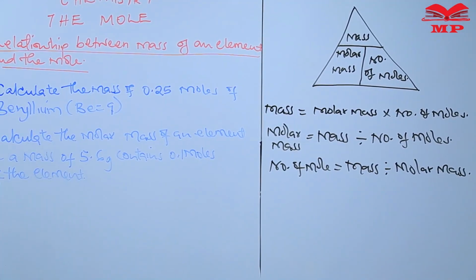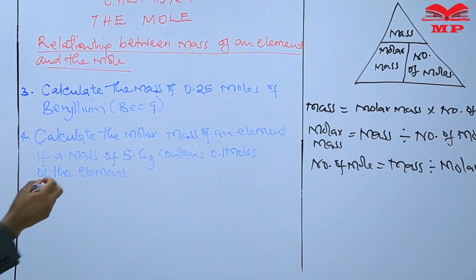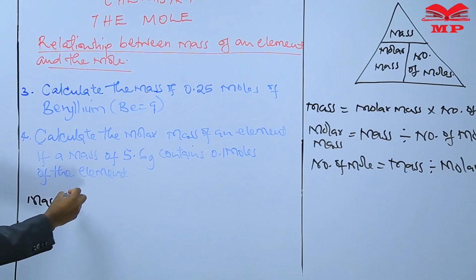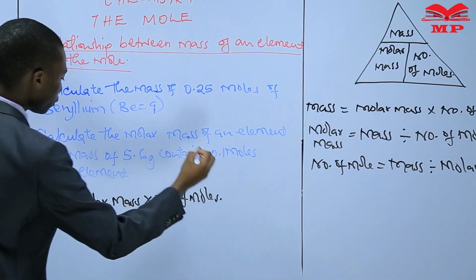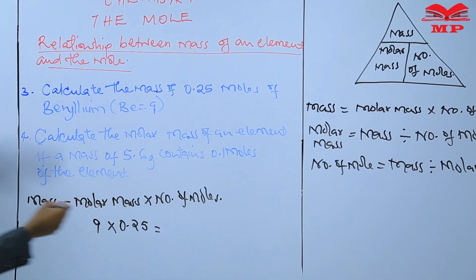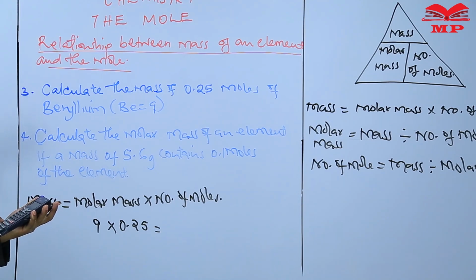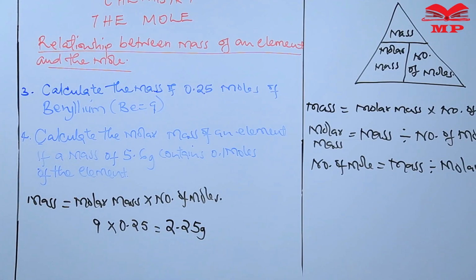Therefore, in question number 3, you're supposed to calculate the mass of 0.25 moles of beryllium. So the mass is given by the molar mass multiplied by the number of moles. The molar mass is 9, multiplied by the number of moles, which are 0.25. 9 multiplied by 0.25 gives you 2.25 grams. Again, ensure that you include the units. That is how you're supposed to go about question number 3.